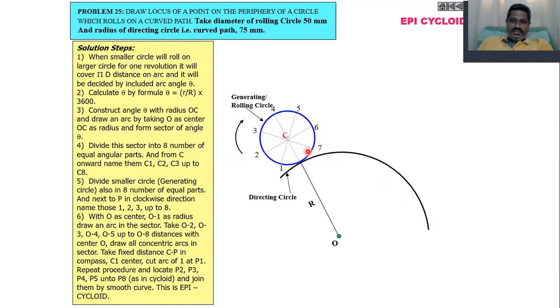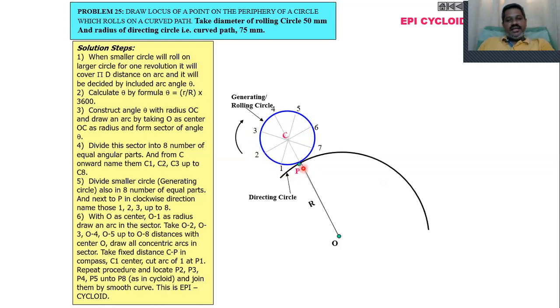After numbering the divisions, locate the point for which we are going to track the path. We are going to draw the locus. We are calling that a cycloid later. Now locate the point which is exactly at the bottom of the generating circle, like this.